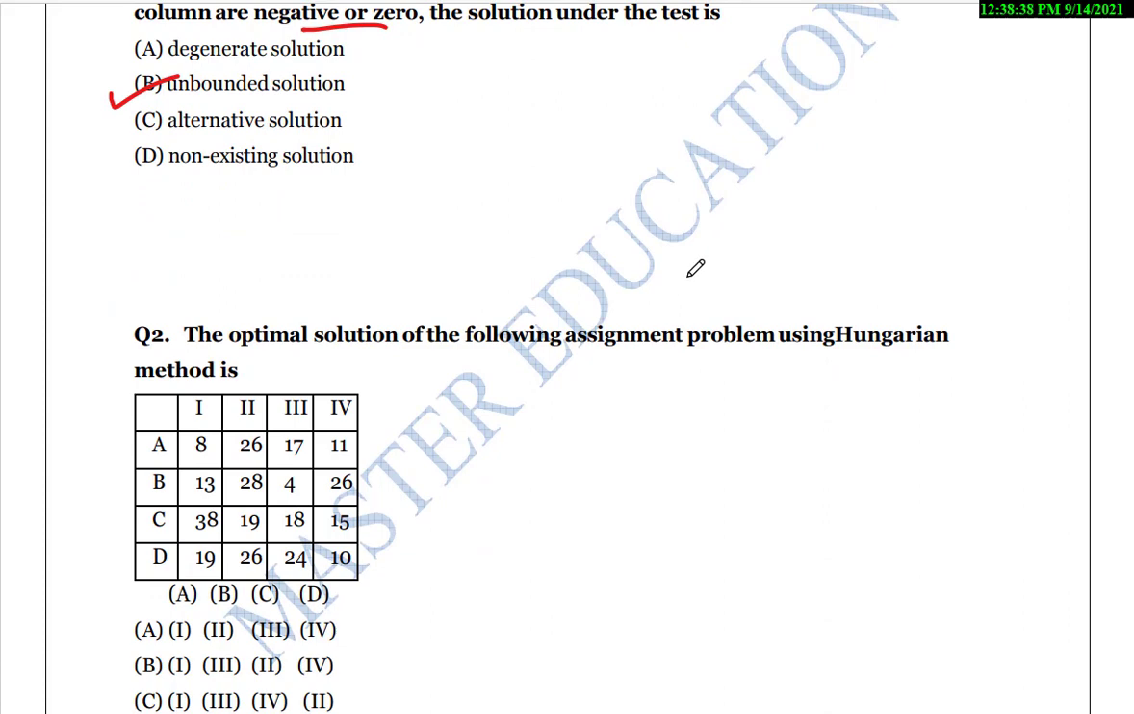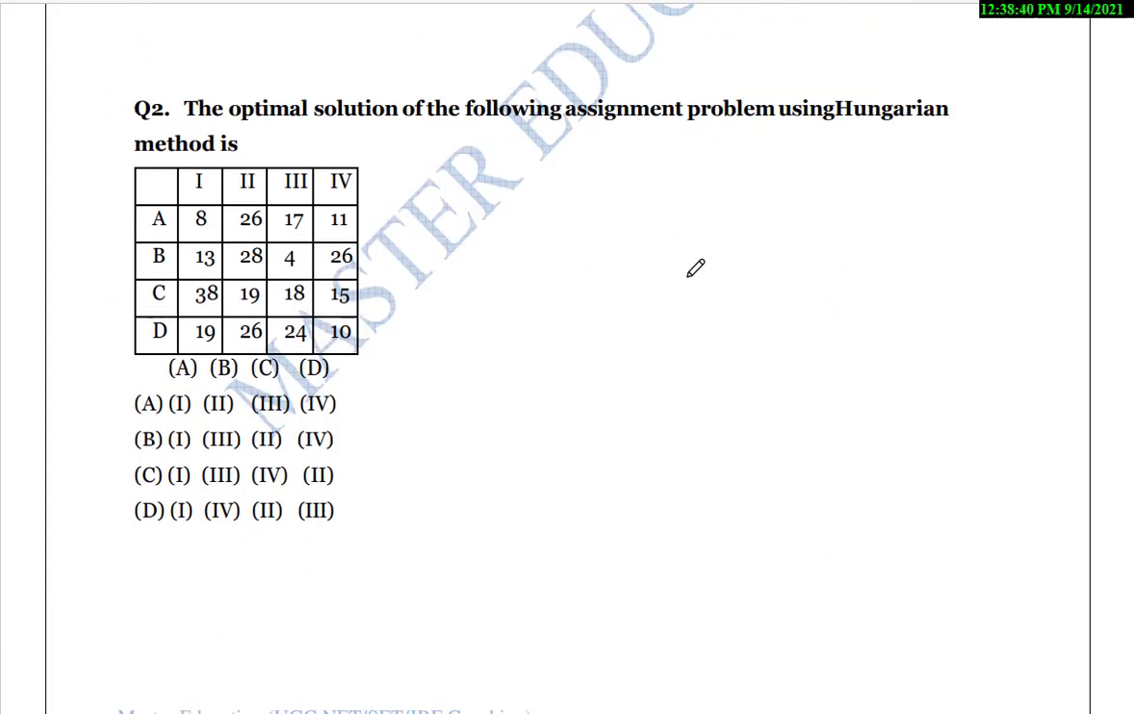Okay. The next one is the optimal solution of the following assignment problem using the Hungarian method. They are given persons A, B, C, D, and 4 assignments. Which assignment to give to which person, so that it will be feasible? So we have to find it out.